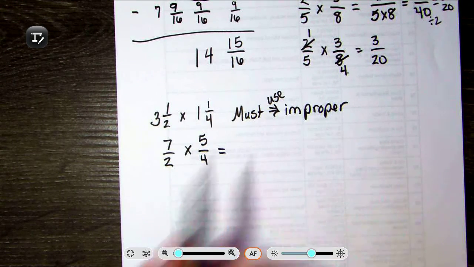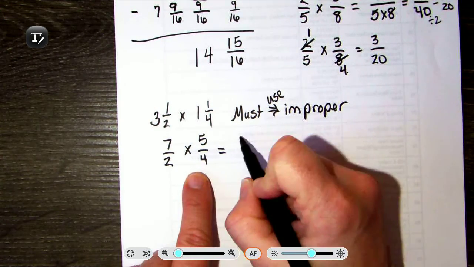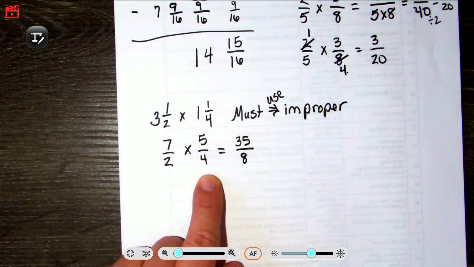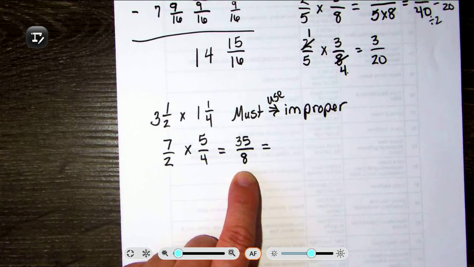I'm going to look to see if I can do any reducing. Again, we're looking at numerators with denominators. We can't cancel just denominators. We have to have a numerator and a denominator piece. So here I'm going to multiply the numerators, multiply my bottoms, my denominators. I get 35 over 8, which is an improper fraction.